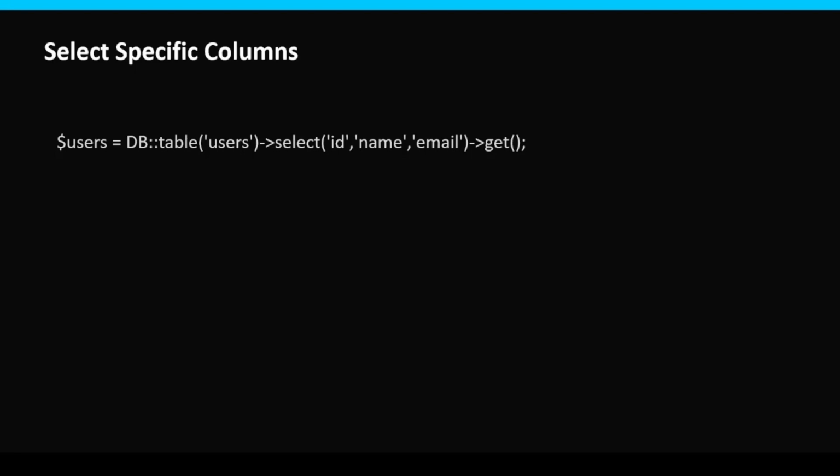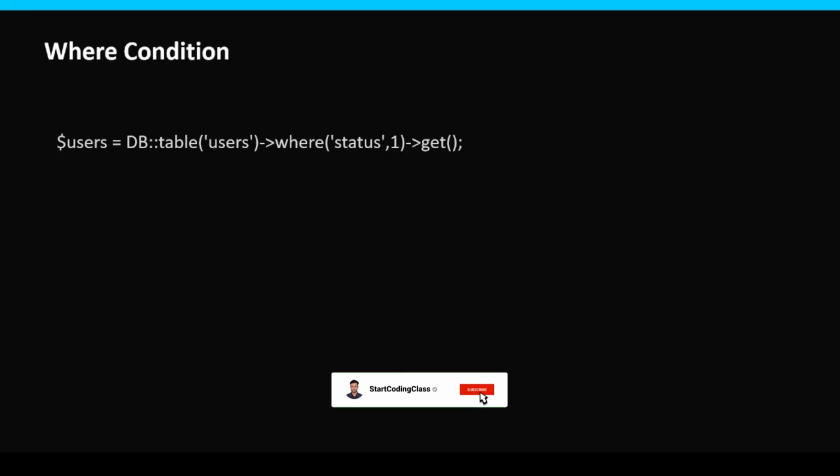Okay, if you want to select specific columns, you do not want to select all the columns like select star from table name. So if you want only id, name, email, you need to write here DB::table users and select whatever columns you want, id comma name comma email, and then the get function. Okay, and if you want to put the where condition, we need to write simply DB table users and where condition, and the first parameter is the column name and the second is the value. Okay, status is 1. We are going to fetch the records from the users table where status is 1. Where this method get means fetch all the records where status is 1.